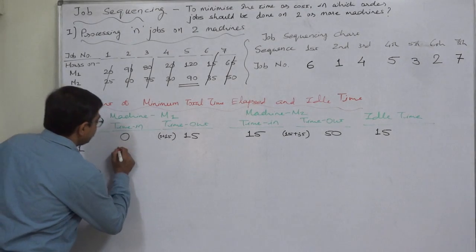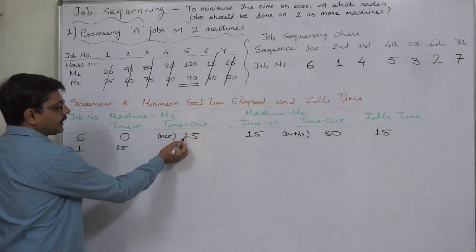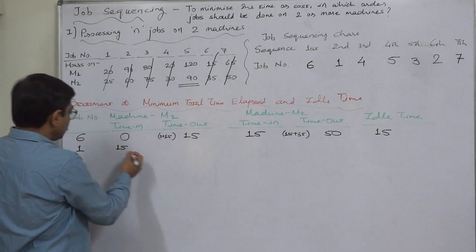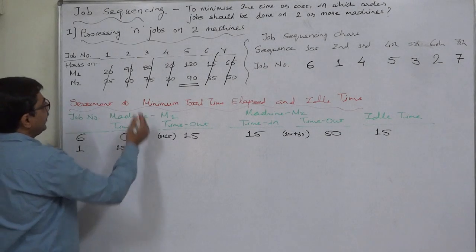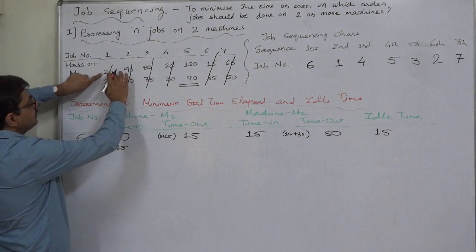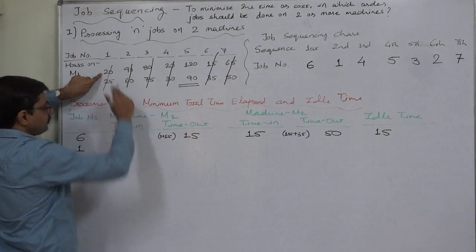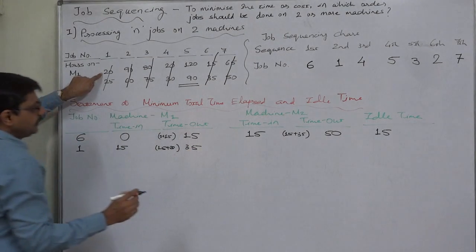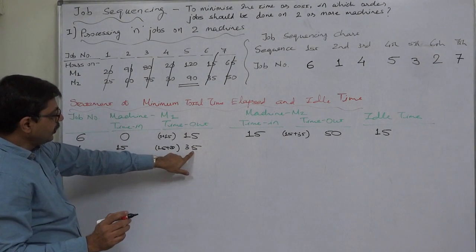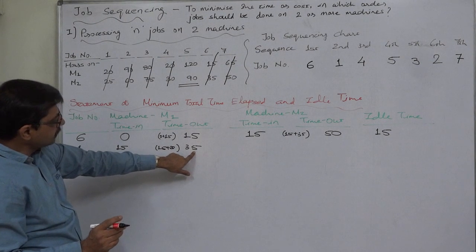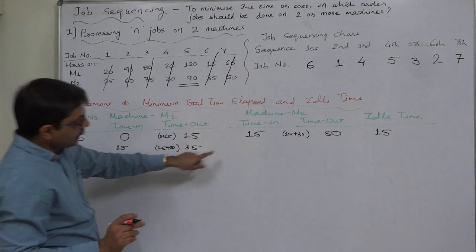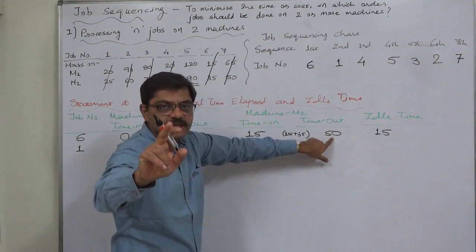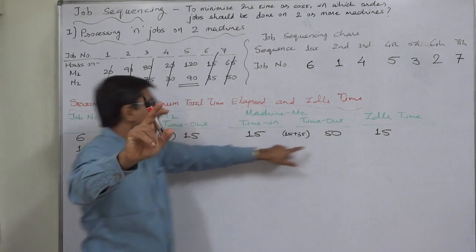So its time in is 15, because only after completing the 6th job on machine 1, we can start job 1 on machine 1. So 15 will be its time in, and 15 plus 20, the time required to complete job 1 on machine 1, will be the time out, that is 35. That means at the end of the 35th hour, job 1 was completed on machine 1, but at that time machine 2 is not free. It is still busy doing job number 6.